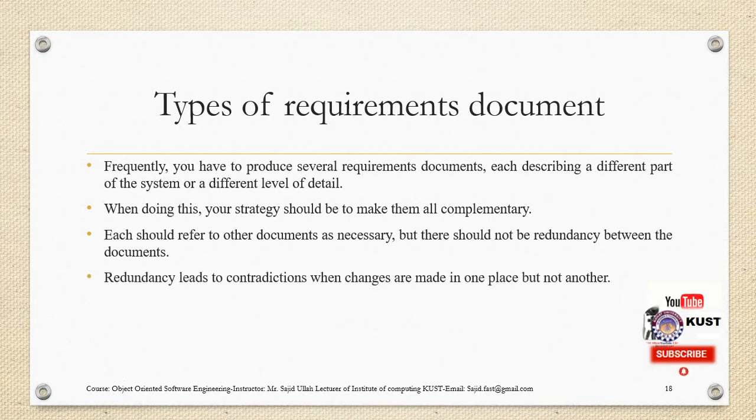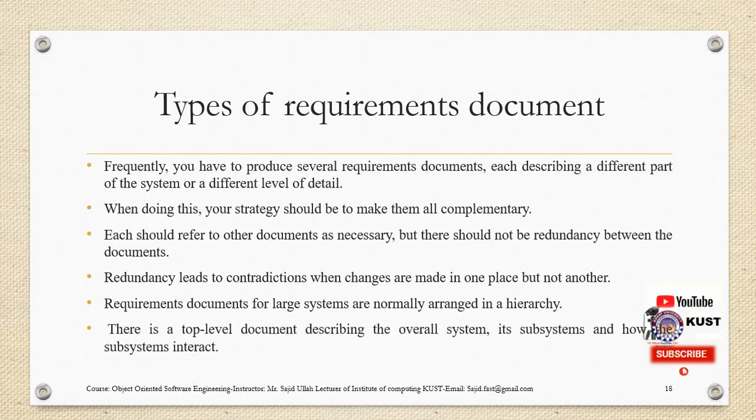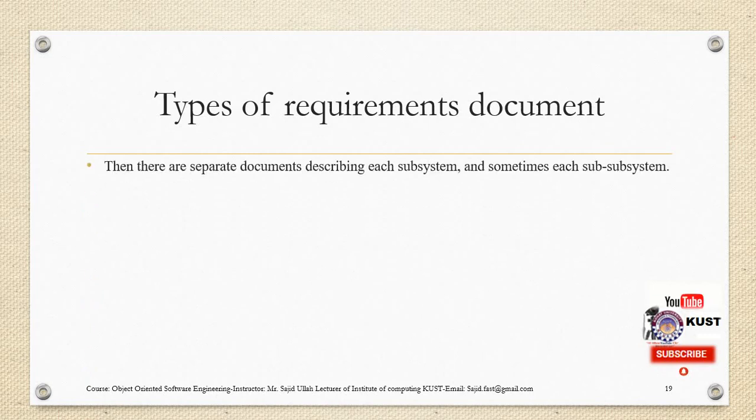Frequently, you have to produce several requirements documents, each describing a different part of the system or a different level of detail. When doing this, your strategy should be to make them all complementary. Each should refer to other documents as necessary, but there should not be redundancy between the documents. Redundancy leads to contradictions when changes are made in one place but not another.